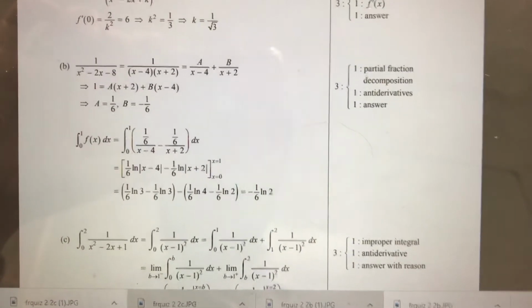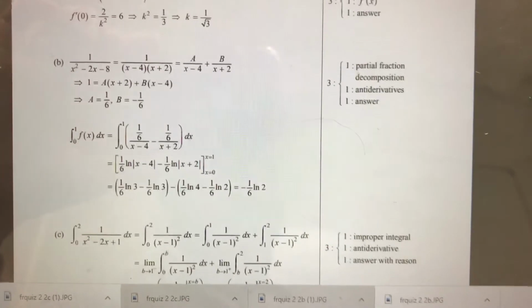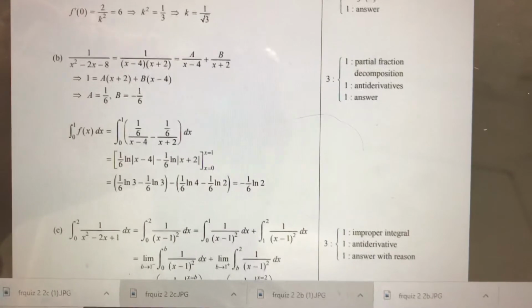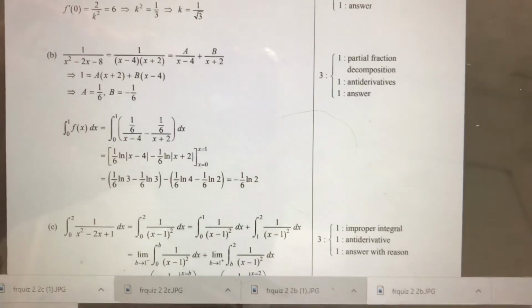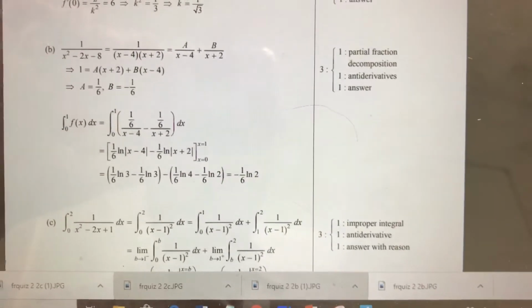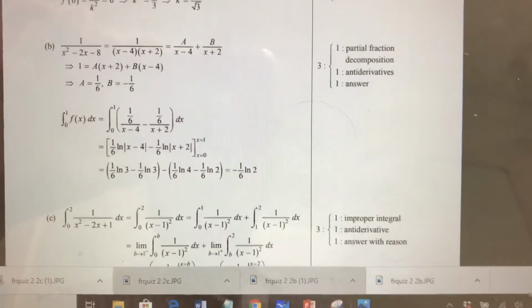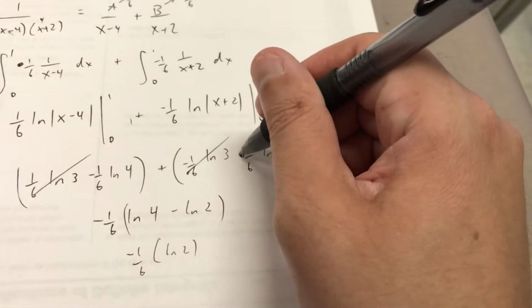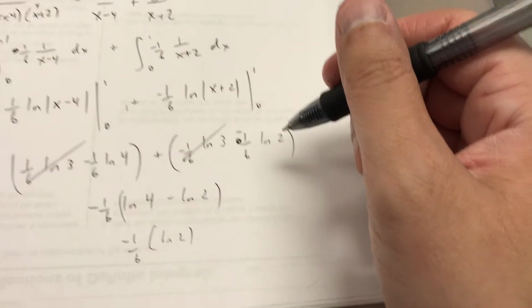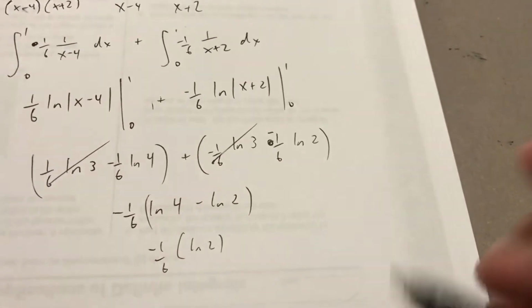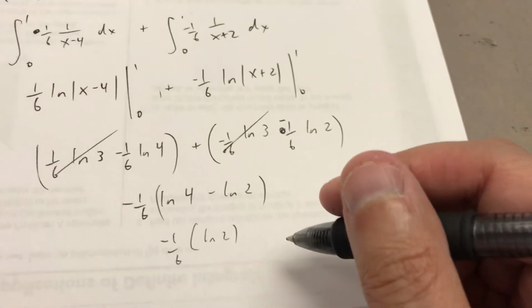You get a 1/6 ln of 3 minus 1/6 ln of 3, and those cancel. I got that. And then we're getting a 1/6 ln of 3, negative 1/6 ln of 4, got that, and a negative 1/6, oh, it looks like I missed a sign here. That should be plus a 1/6 ln of 2. Oh, yeah, I had that right. That was a negative there, and I lost the negative there. Anyway, this should work out to be negative 1/6 ln of 2.